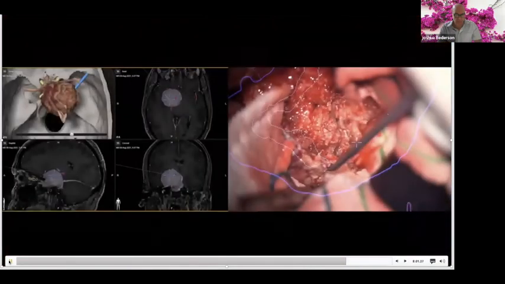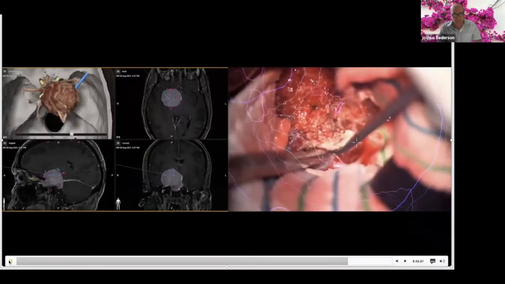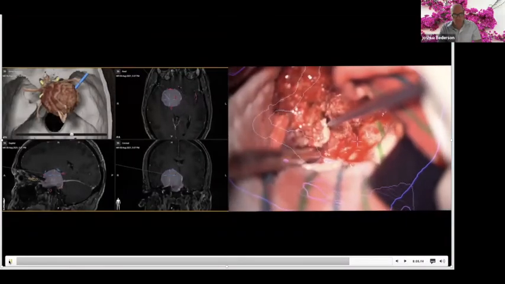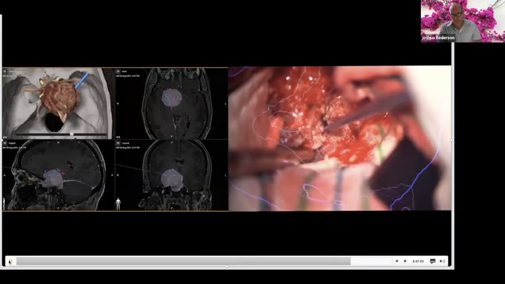Over the left, we can see how the posterior cerebral artery correlates with the integrated navigation screen with the microscope trajectory in blue. By following the dissection medially and inferiorly to the posterior cerebral artery, we identify the basilar artery and dissect it from the tumor.